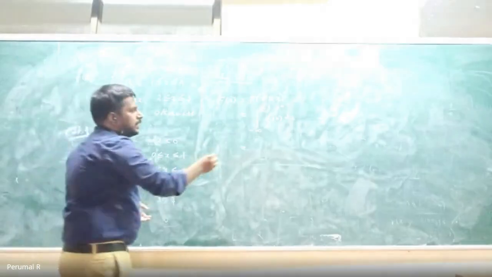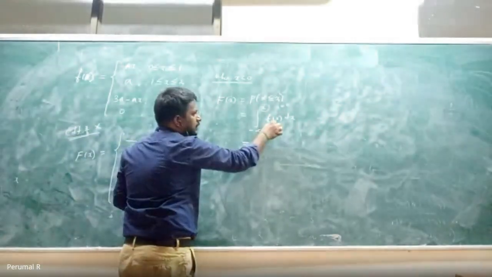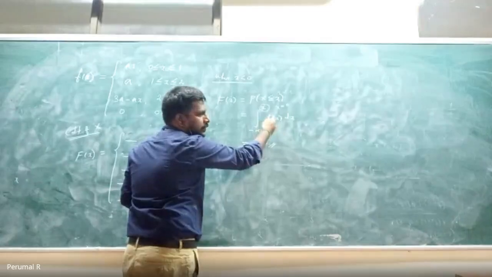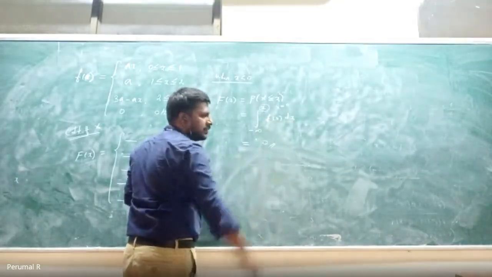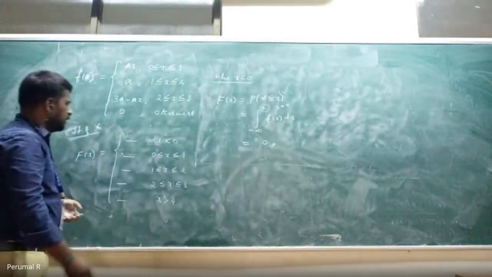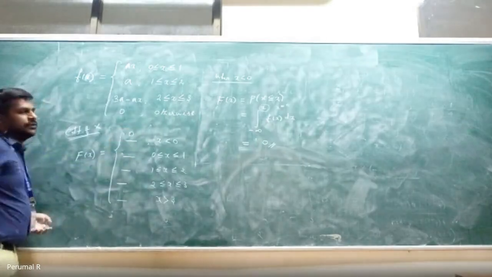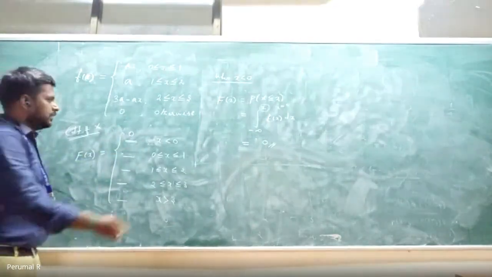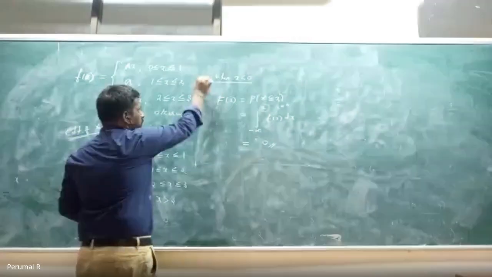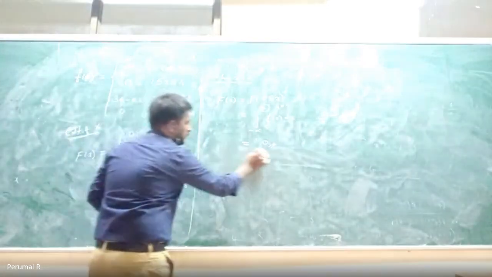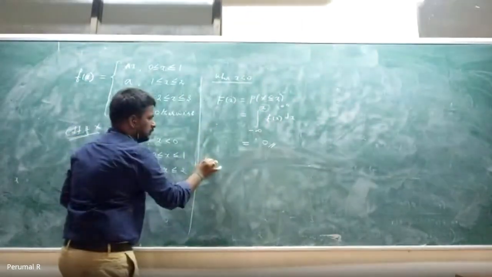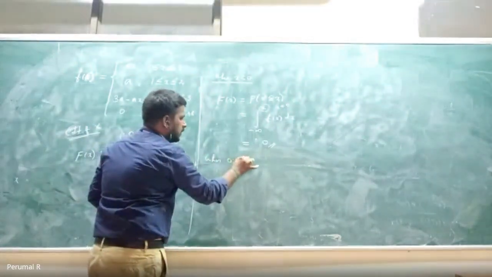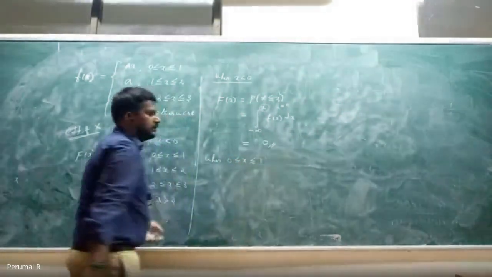So here, in the first case, the function is not defined. That's why you are substituting f of x equal to 0. Therefore, the integration of 0 is nothing but 0. So your first case becomes 0. Okay, this is over. Next, we have to find out 0 to 1.